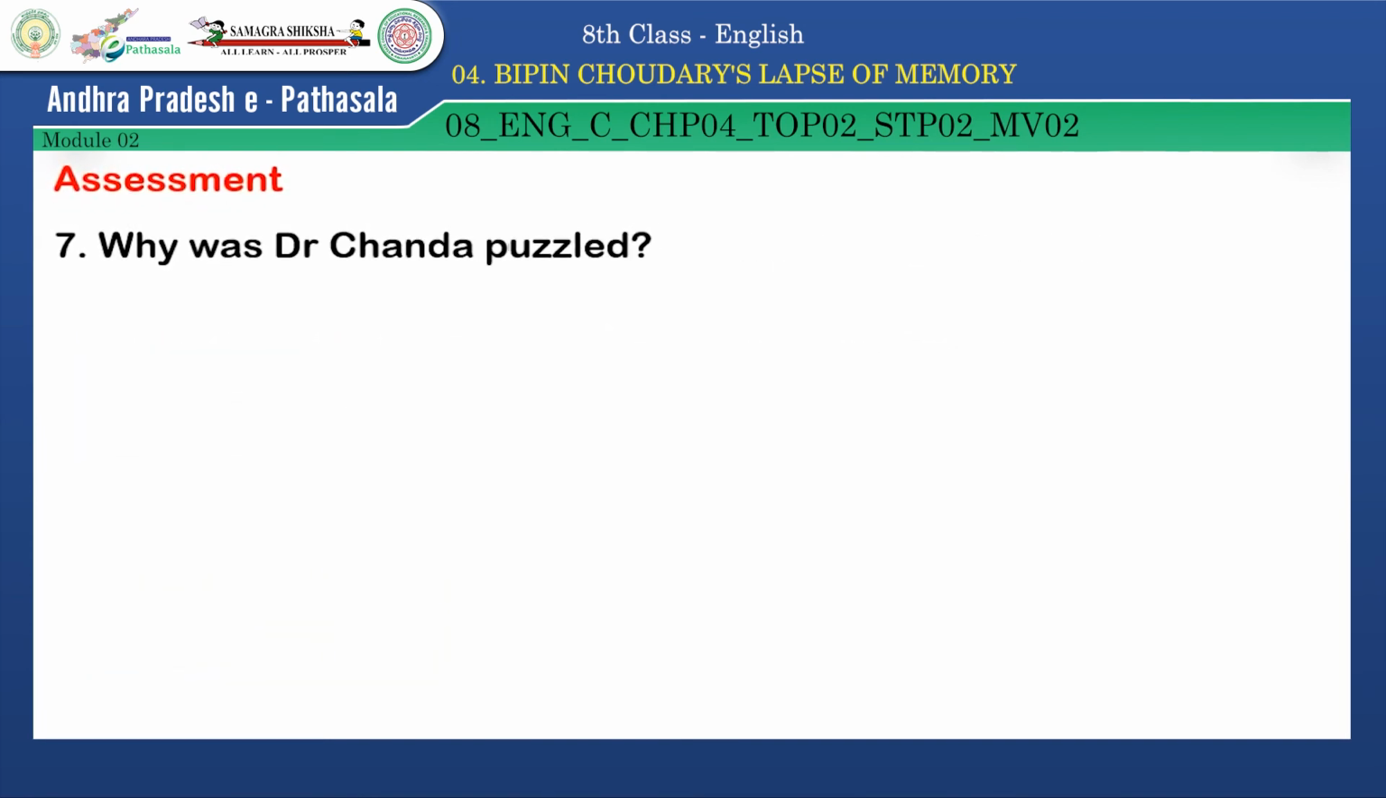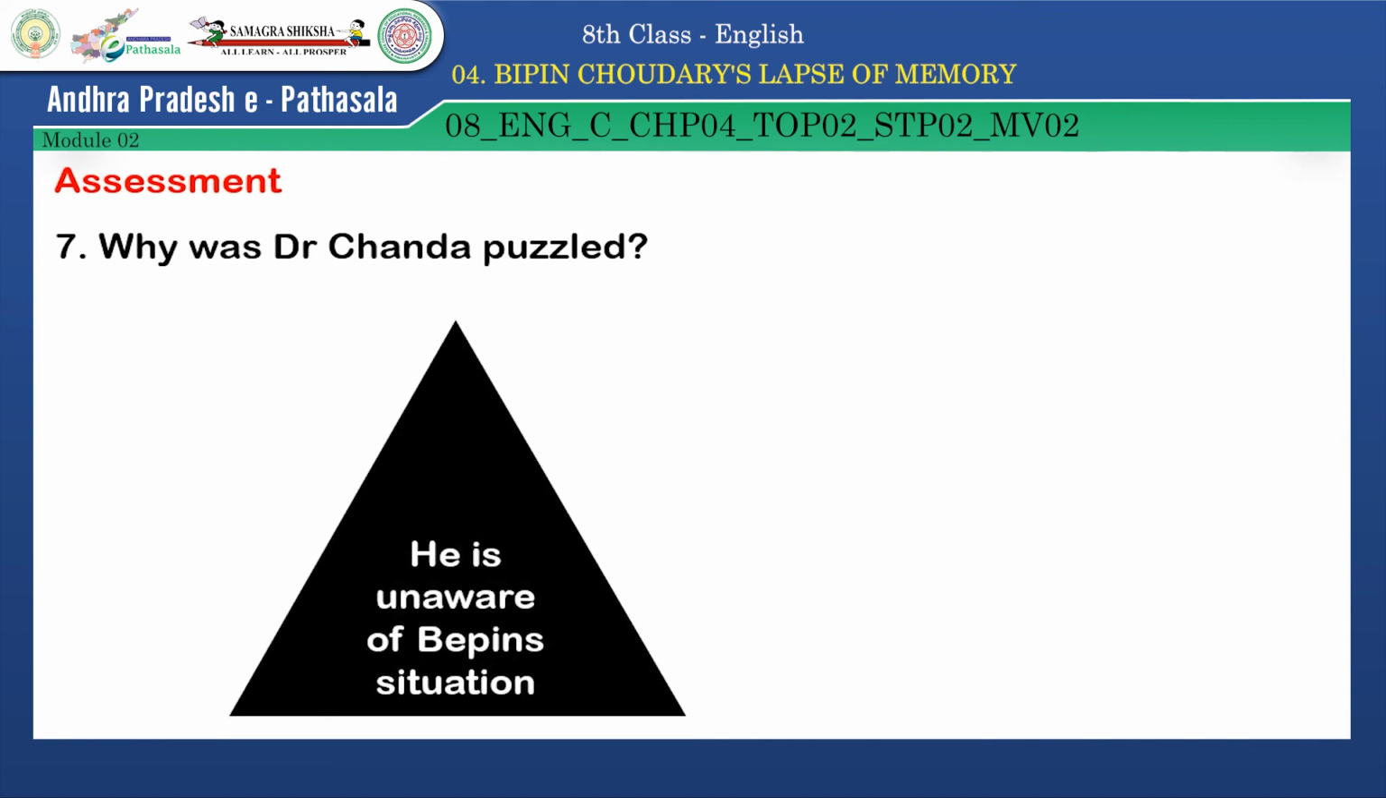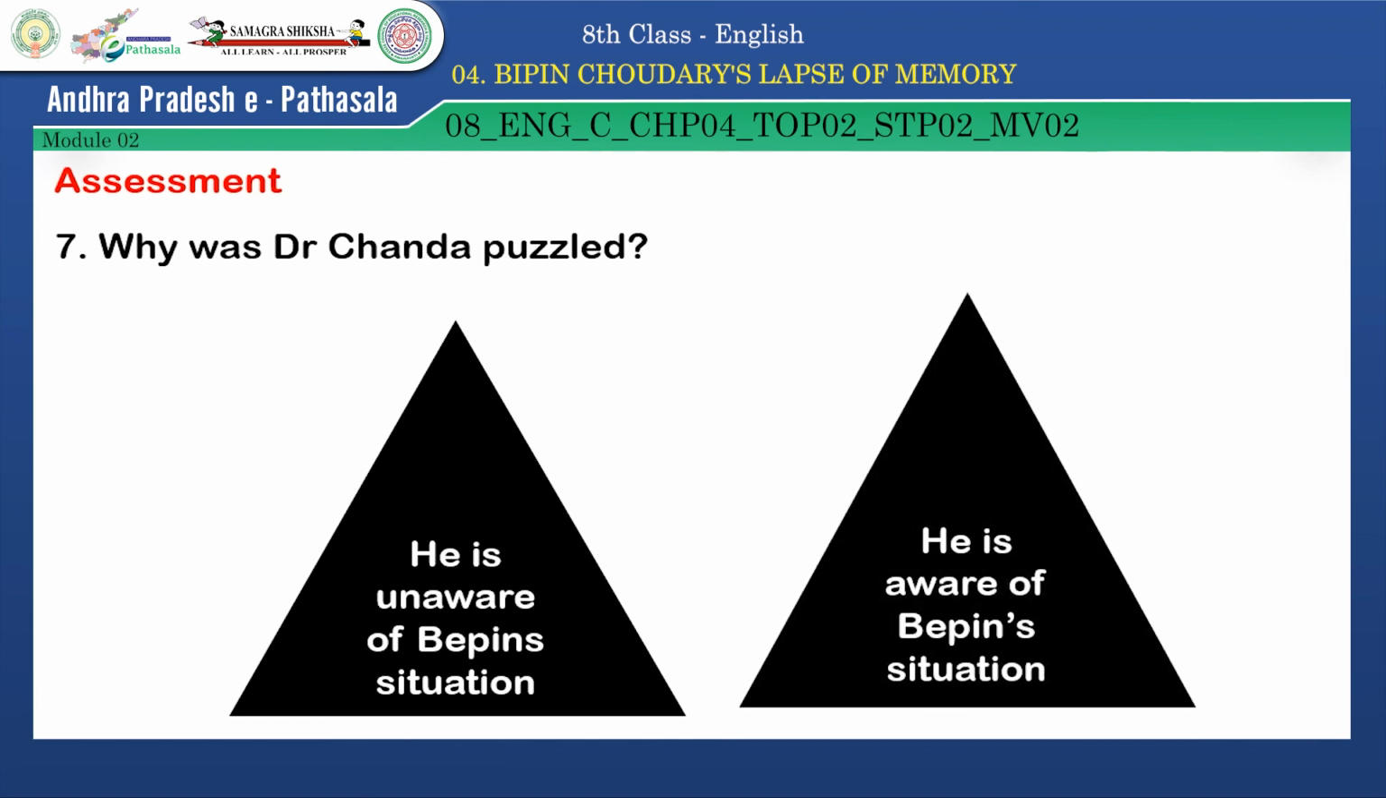Seventh question. Why was Dr. Chanda puzzled? What are the options? He is unaware of Bipin's situation, or he is aware of Bipin's situation. What's the right answer? Yes, he is unaware of Bipin's situation. Keep it up.